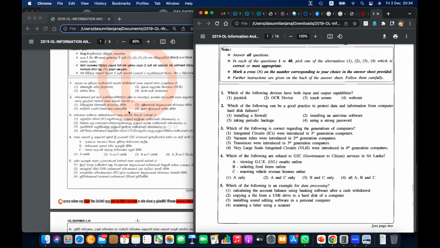Hard disk is physically damaged. Now installing a firewall will do nothing, right? Installing a firewall, we discussed this, what is a firewall? It's like the wall of our house. Why is there a wall in our house?